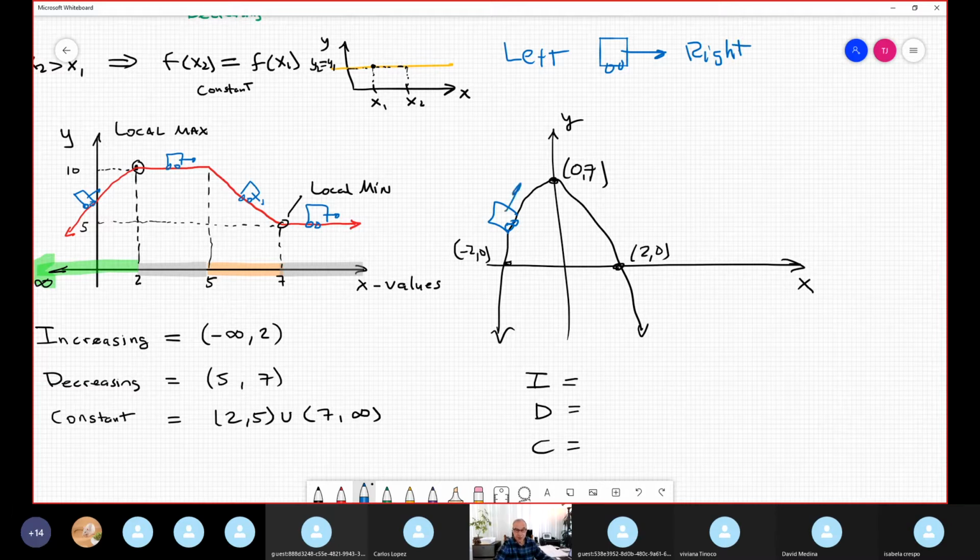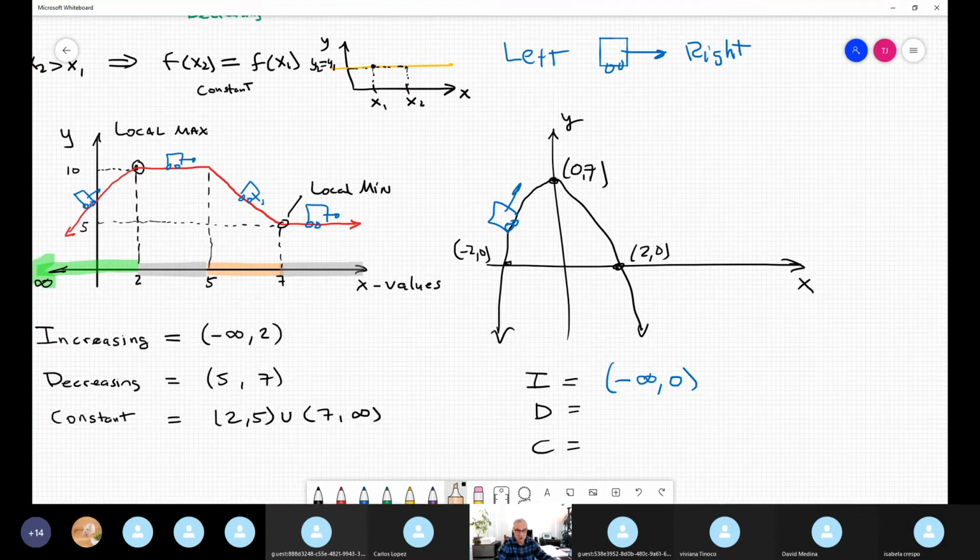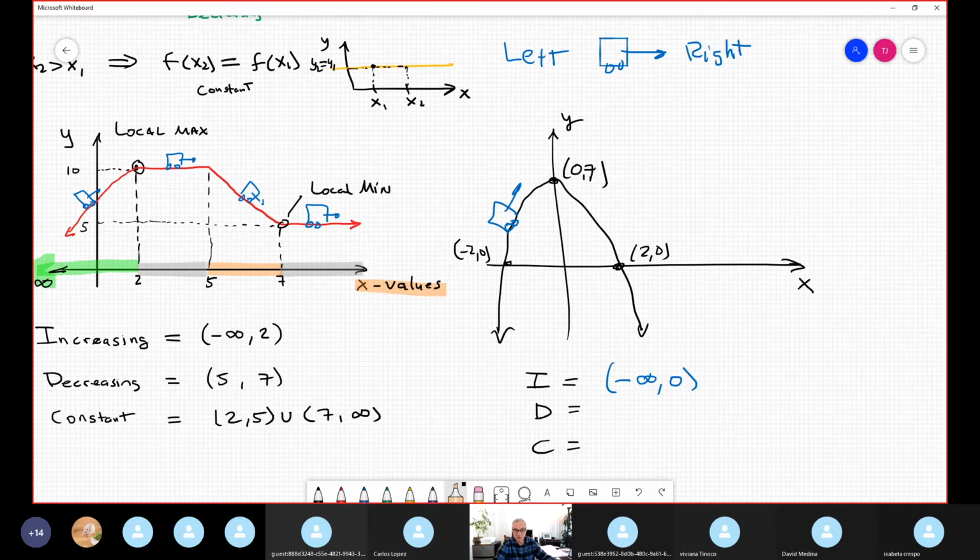So it is obvious that the roller coaster car is going up from negative infinity to 0. And this 7 does not participate in the interval because the interval is always expressed using x values, never y values. To confuse you, I put 7, another stupid number, right? And decreasing is obviously the part where the roller coaster is going down.